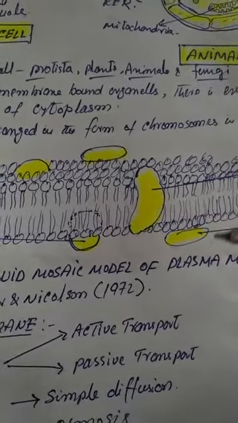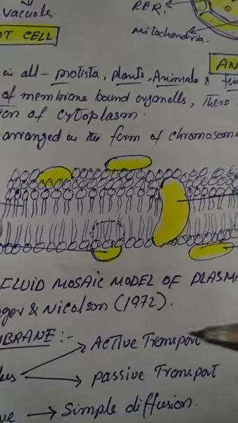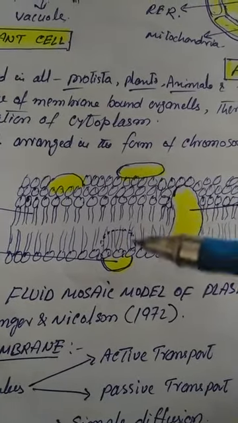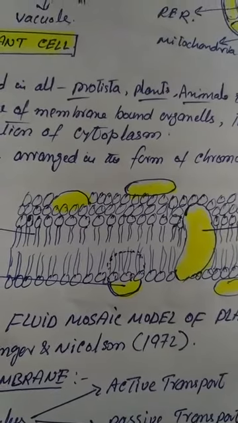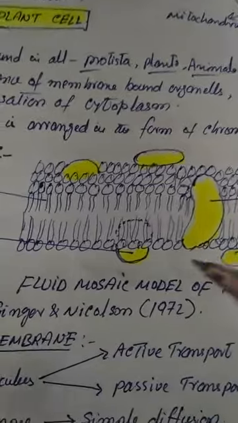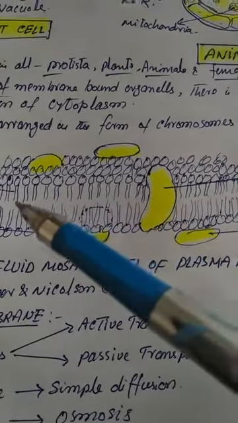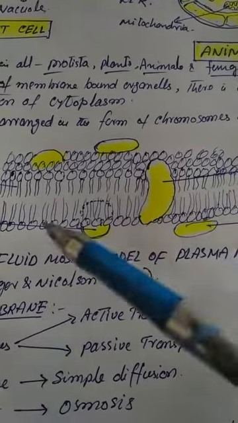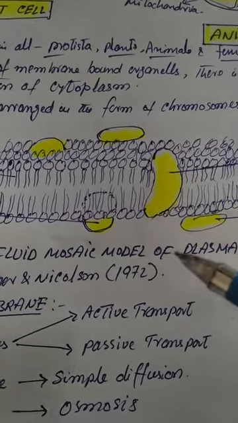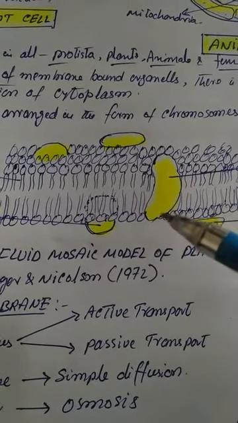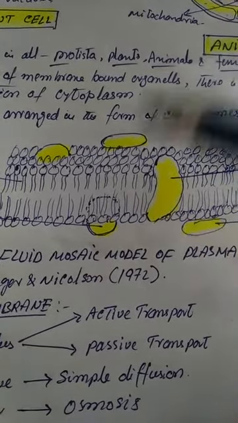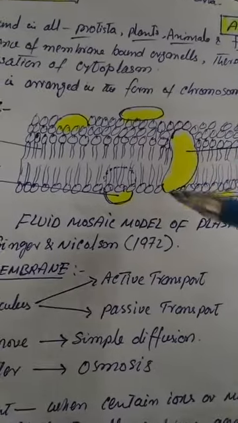Now membrane proteins are therefore classified as integral and peripheral proteins. The membrane of a human erythrocyte has 52% proteins and 40% lipids. Now this model of the cell membrane is known as the fluid mosaic model of the plasma membrane, and this model was proposed by Singer and Nicholson in 1972, and it is a widely accepted model of the cell membrane.